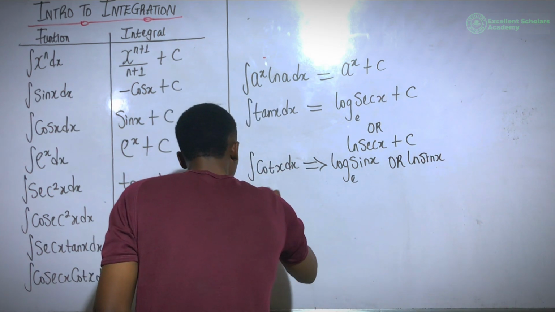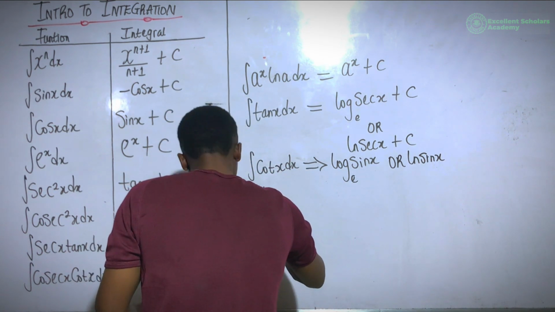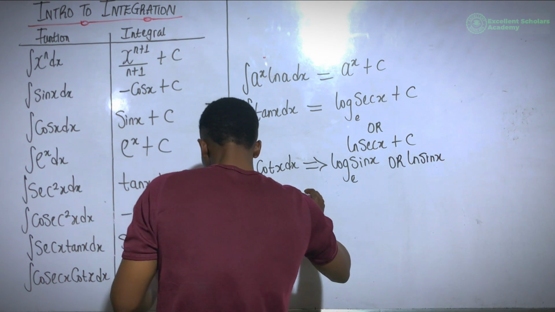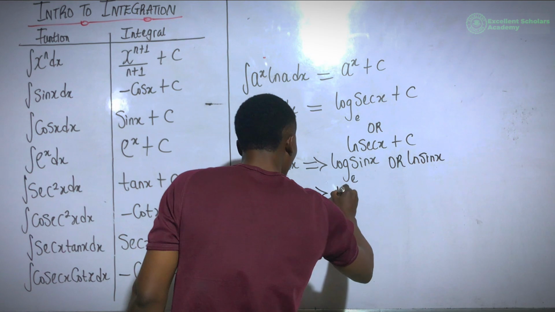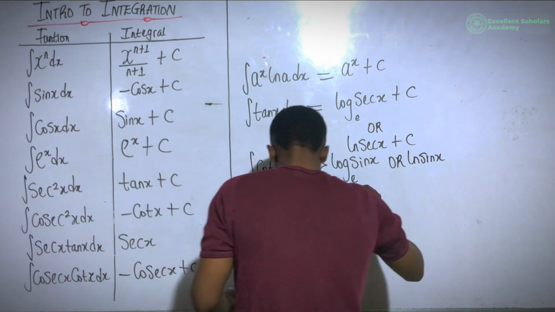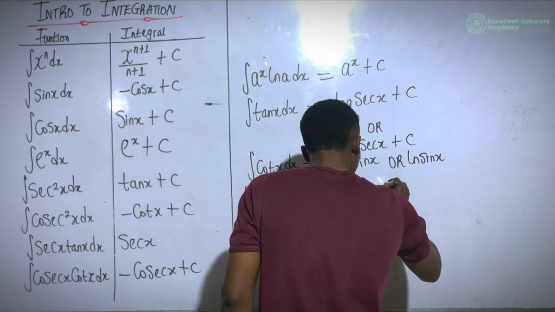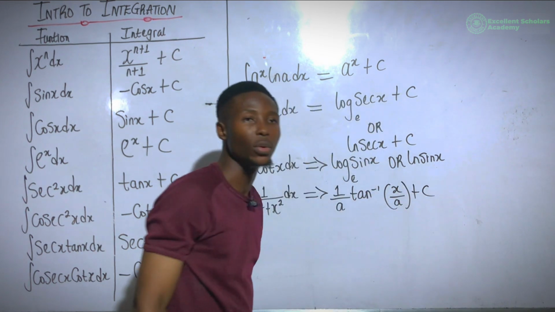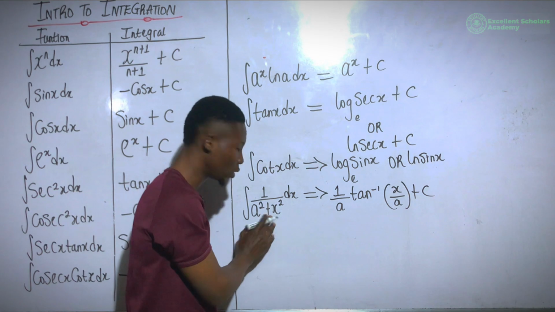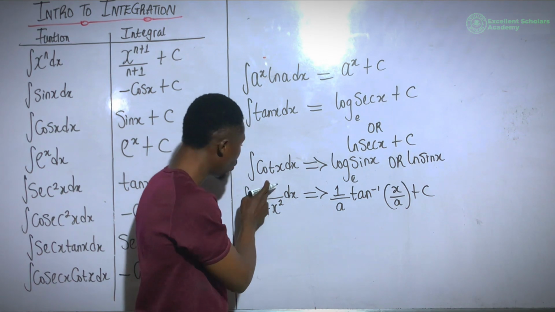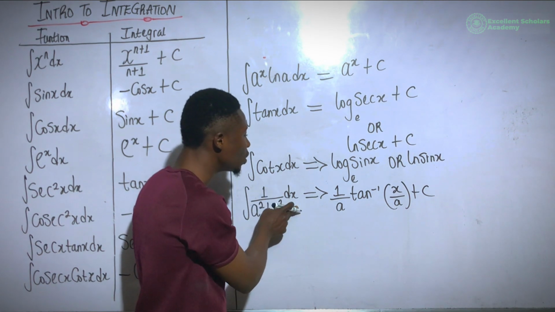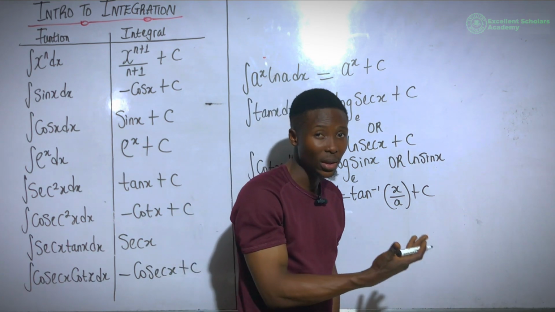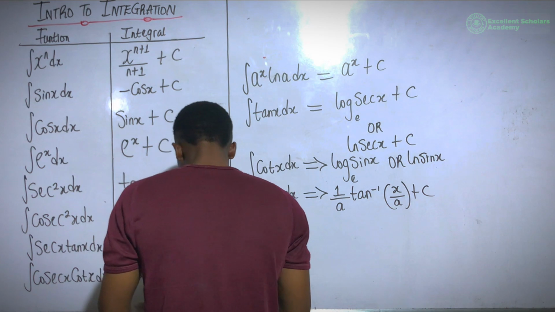If you have an integral of 1 over a squared plus x squared with respect to dx, your integral is going to be 1 over a tan inverse of x over a plus your constant of integration. If you have an integral of this form, you're going to have 1 over a tan inverse of x over a plus c.